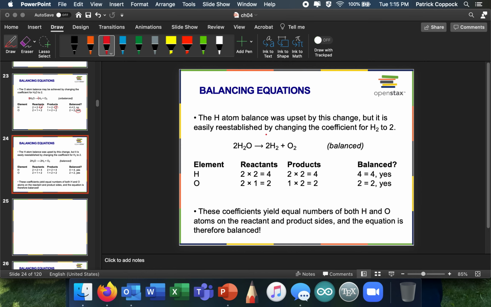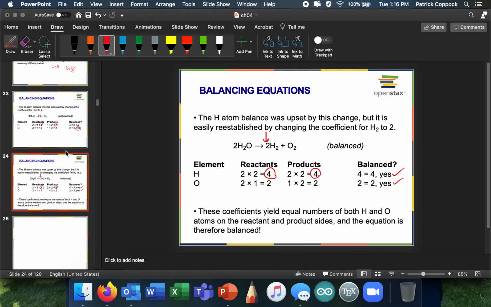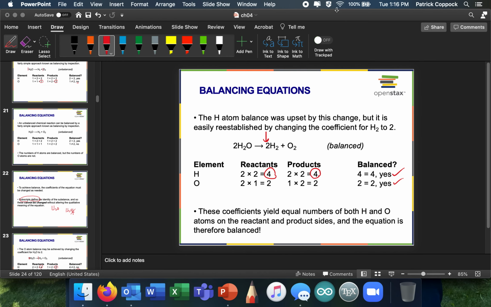So now we'll just add a 2 to this. Can you see that I've got 2 times 2, which gives me 4, and 2 times 2, that also gives me 4. So hydrogen's balanced now, and oxygen is still balanced. The coefficients yield equal numbers of both hydrogen and oxygen on the reactant and product sides. The equation is therefore balanced. As you can see, I do this in an iterative process. I go from left to right, and I just do one element at a time. So hopefully that's helpful. We'll do many, many more of these examples in the future.